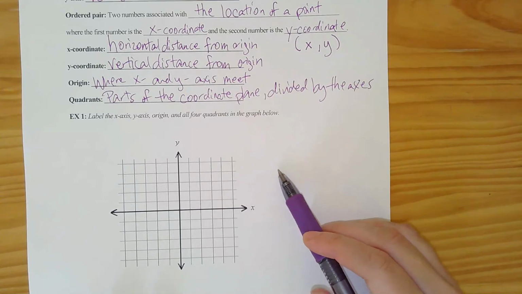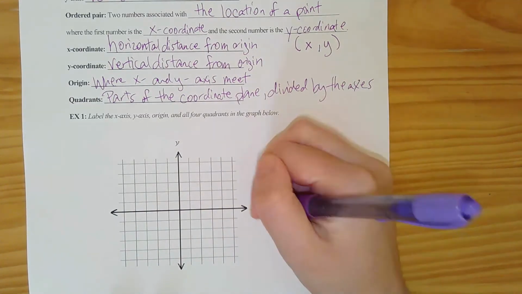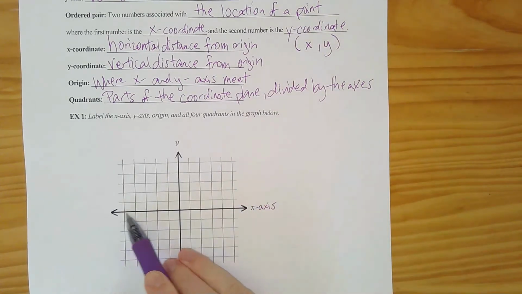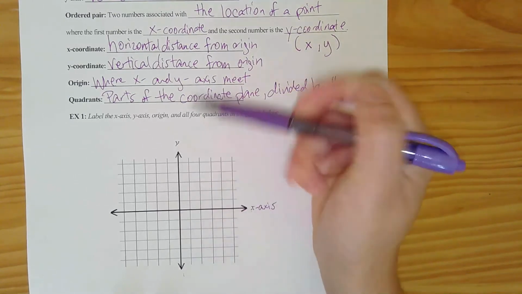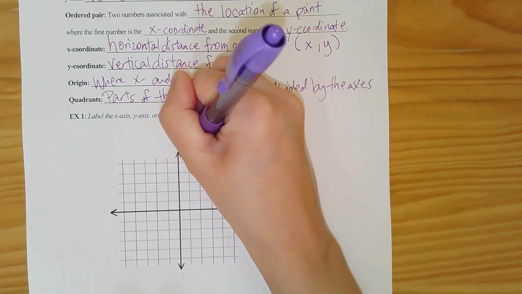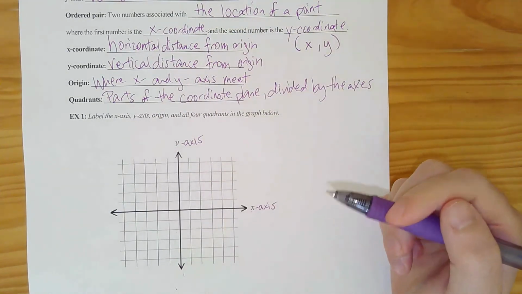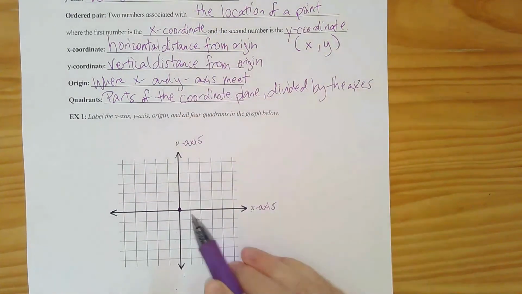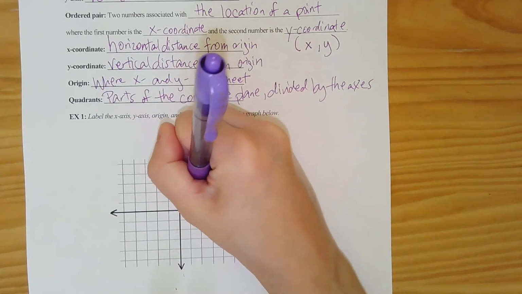So labeling the x-axis, that's my horizontal line here. It already has an x, but I'll continue it here. That's the x-axis. The y-axis is this vertical line right here. Already has a y, but I'll finish it up. That's my y-axis. The origin is this point right here where the x-axis and y-axis meet. Let me draw a little arrow. That's the origin.